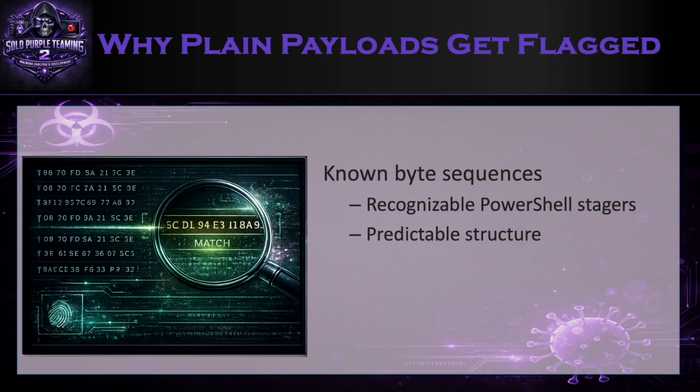Plain payloads get flagged because they contain known byte sequences or recognizable stagers and predictable structure. Their raw bytes, readable strings, and common execution patterns closely match samples antivirus engines have already seen. With no ambiguity to resolve, detection is fast and reliable. This is why unmodified payloads are blocked so consistently, and why even small changes can dramatically alter detection.